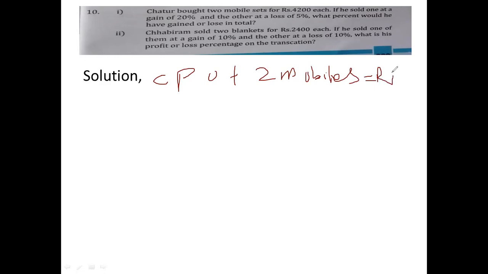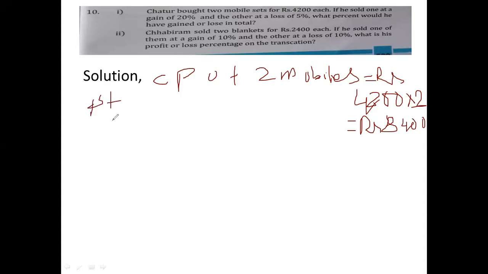Rupees 4,200 into 2, so it will be rupees 8,400. Good. After that, I told you to do it like this for the first one.